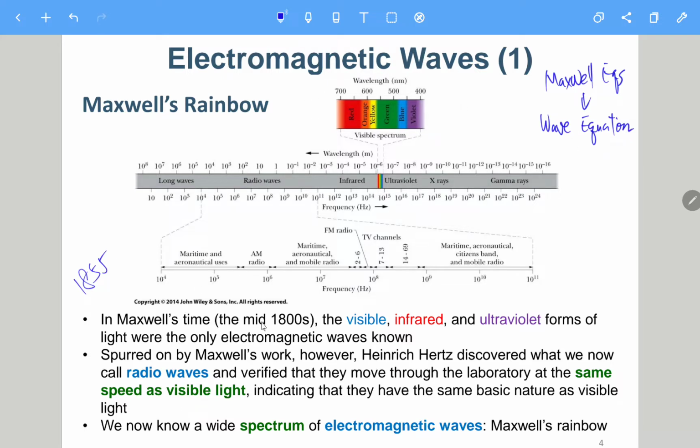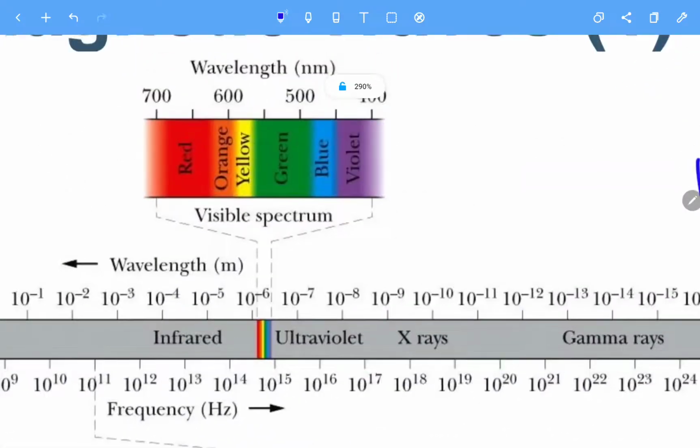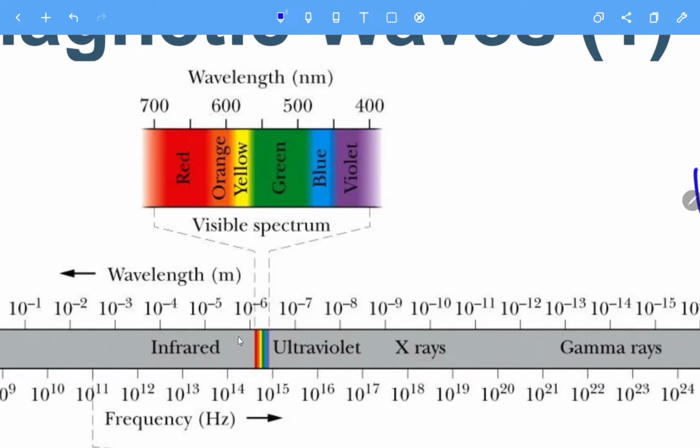So at that moment, they considered the only EM waves to be the visible, infrared and ultraviolet: 可见光, 红外线 and 紫外光. It is like somewhere here. So this is the visible light, and of course since kindergarten or primary school, you know the rainbow. It's from red to violet. And you can see here this is the wavelength. The red has the longest wavelength, and the violet has the shortest wavelength.